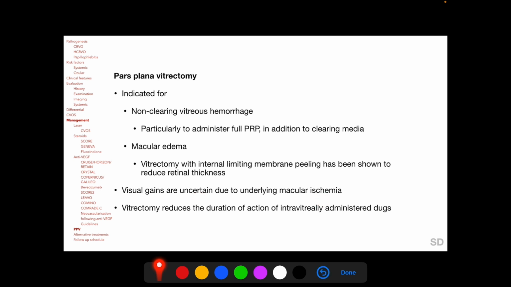And following pars plana vitrectomy, the duration of action of intravitreally administered drugs is shortened, and this is important to remember. So if anti-VEGF drugs are required following vitrectomy, they may need to be given more frequently.